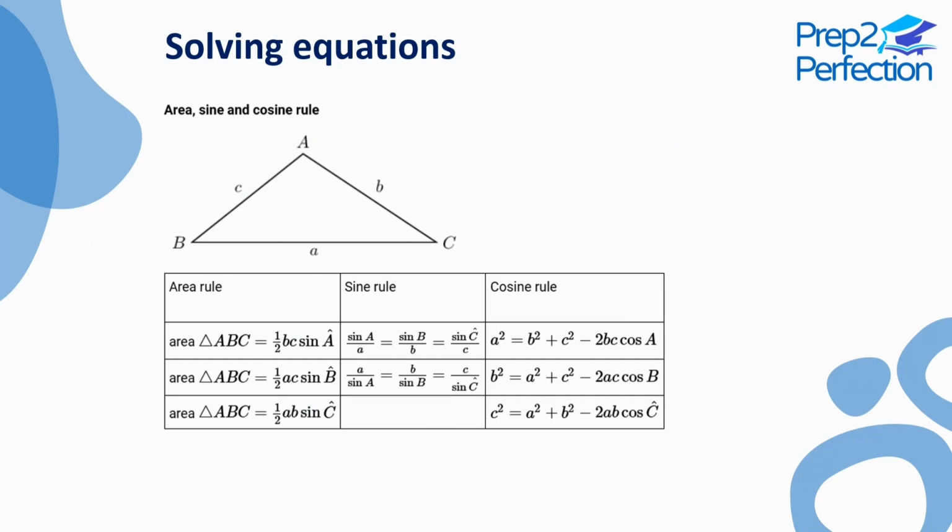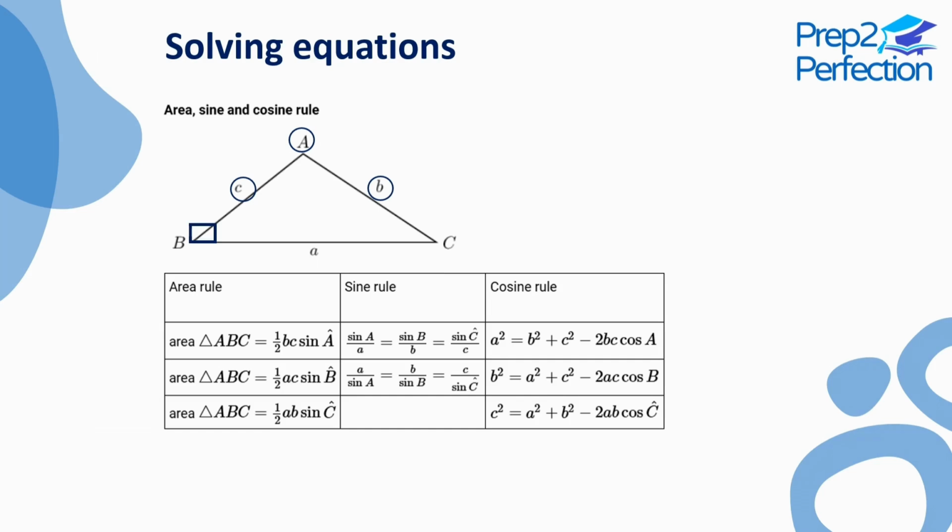We are just going to go over the area, sine, and cosine rules to help us answer two-dimensional and three-dimensional questions. If no perpendicular height is given, then we use the area rule. If no right angle is given, but we are given two sides and an angle that's not included, then the sine rule is used.